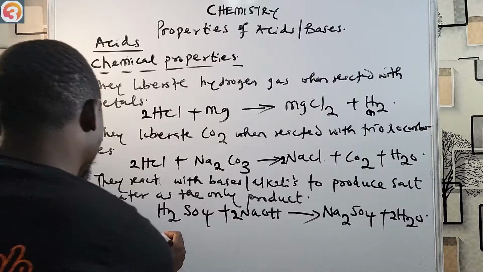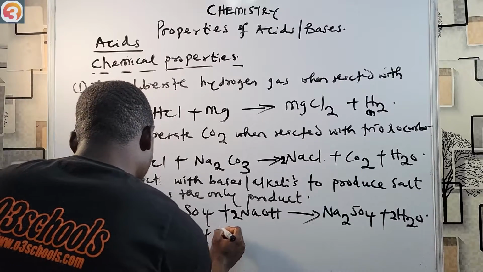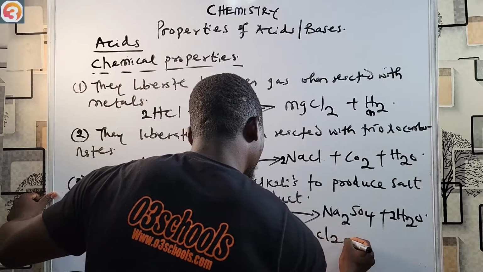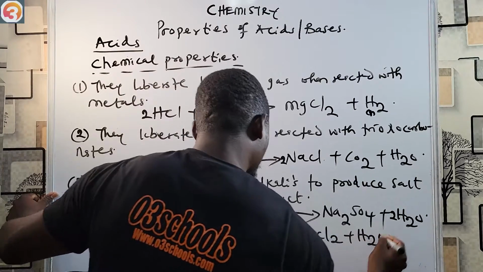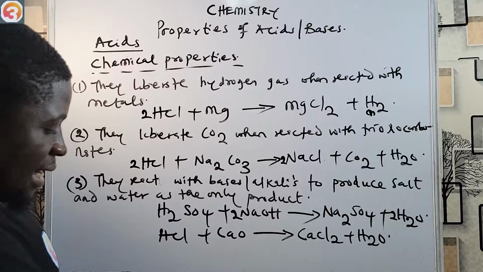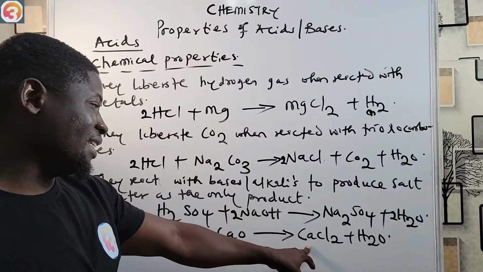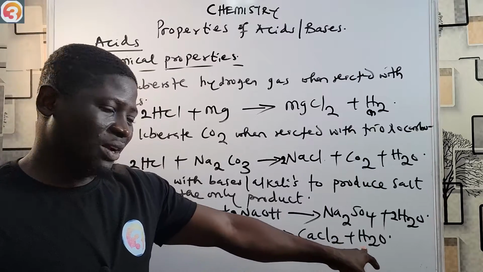Another example you can do is you can react HCl plus CaO. This will give us CaCl2 plus H2O, right? CaO is an alkali, right? So HCl reacting with CaO, I'm going to have CaCl2, salt, and water.